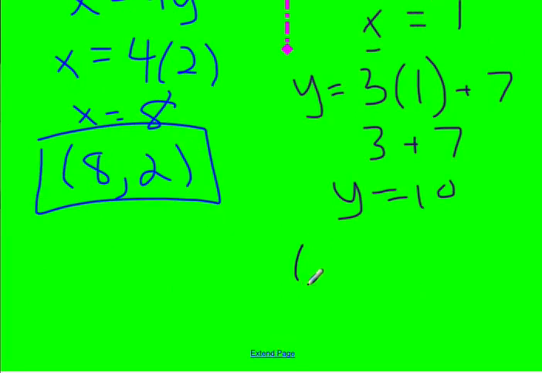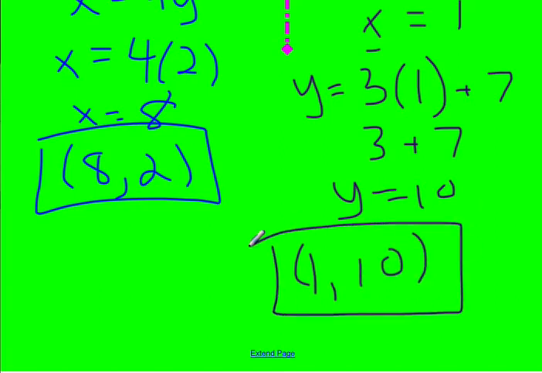Now we need to write that out as a coordinate point. First we write our x, and then we write our y. And that's our final answer for number 6.